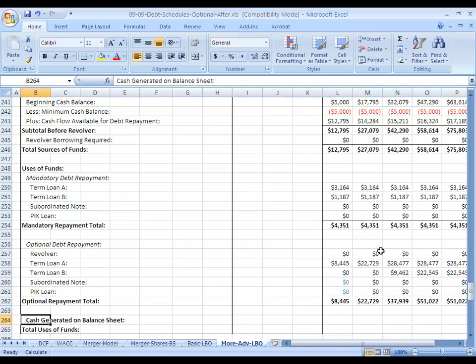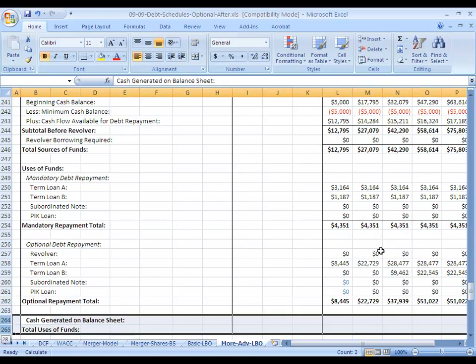One final thing I want to do on our debt schedules is fill in the cash generated on the balance sheet and then our total uses of funds. The reason we like to do this is just to add in another check. We do have similar line items above on the cash flow statement, but we'd like to add them in here as well, just to make sure that our debt schedules match up to our cash flow statement.